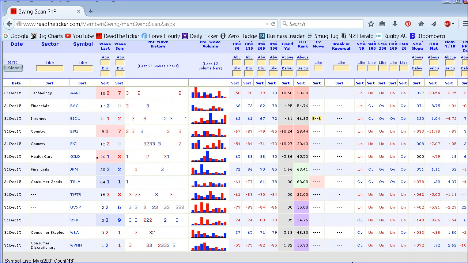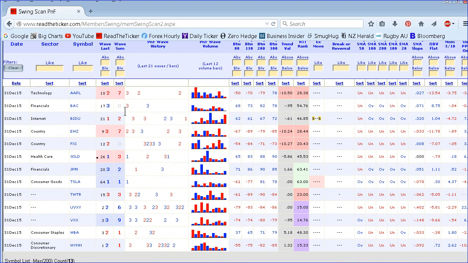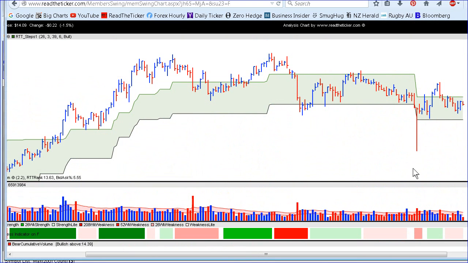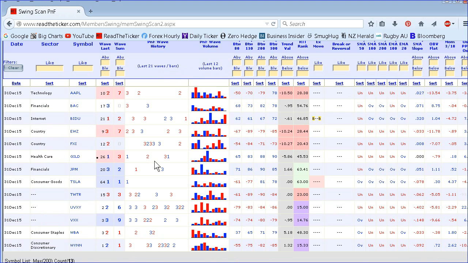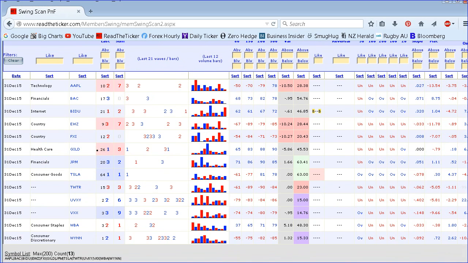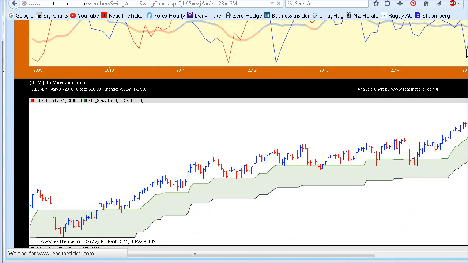I'm going to take a look at Baidu, I think. What did I see there? Right, let's have JP Morgan and Baidu. Let's have a look at JP Morgan first. JP Morgan, oops. I'll pop another one, Baidu. JP Morgan loaded. There we go.